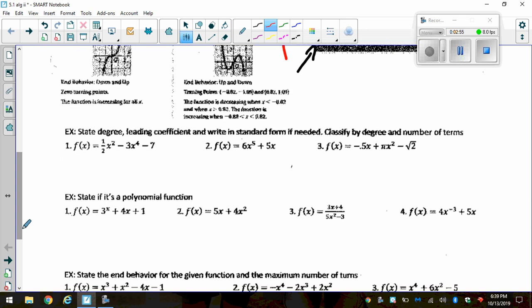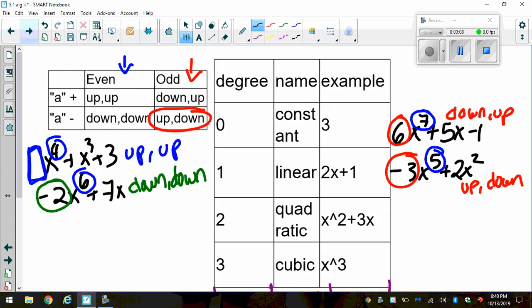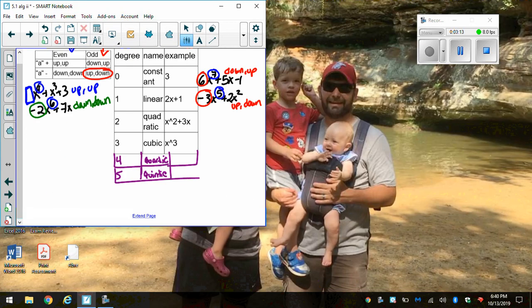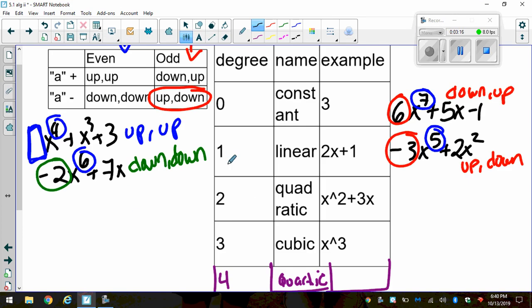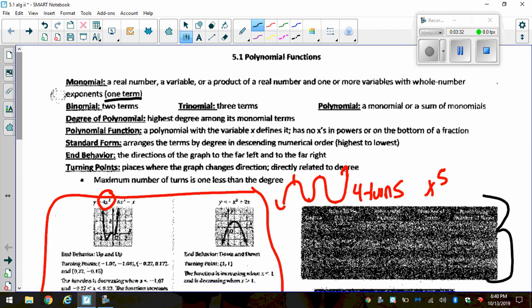Down here, we need to state the degree, the leading coefficient, write it in standard form if needed, and then classify it. I'm going to go ahead and do number 1 for you. For this chart, I forgot we're going to need this right here. If you can't see it, I did it again on the back. What it tells you is that if the highest degree is a 0, we call it a constant. If it's a 1, linear, 2, quadratic, 3 cubic, 4 quartic, and 5 quintic. Usually after 5, we don't give them special names. So if your highest degree is a 6 and so on, we wouldn't give those names. This is what that chart should say.